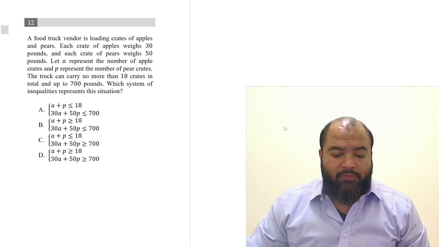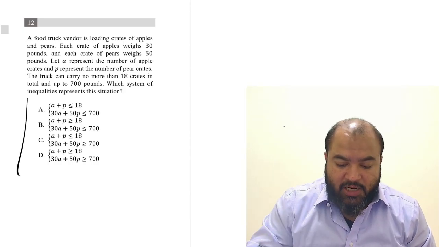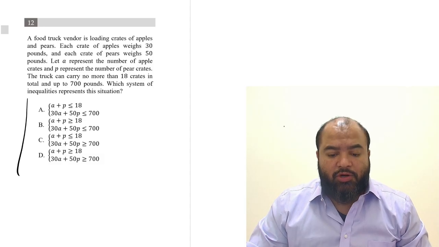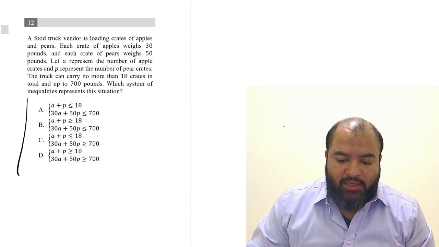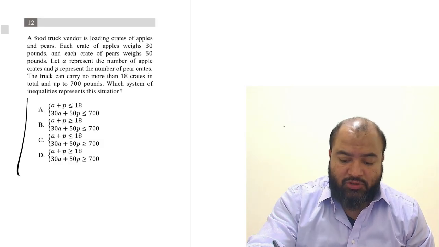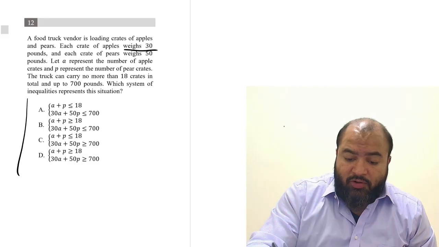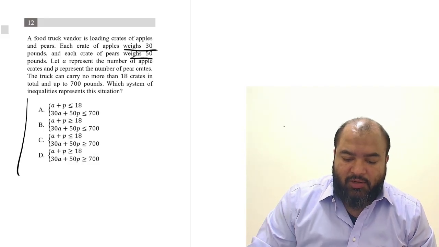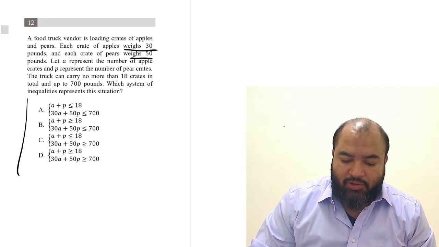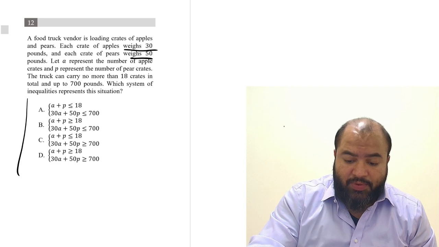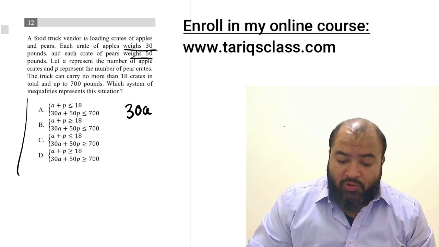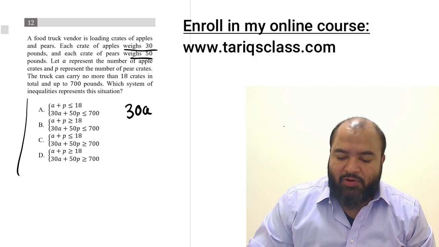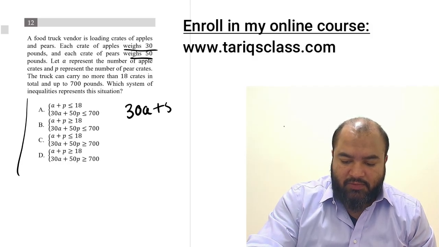Okay, number 12. As I can see from the options, these are probably converting the words into inequalities. Now a food truck vendor is loading crates of apples and pears. So each crate of apples weighs 30 pounds. And each crate of pears weighs 50 pounds. Now let A represent the number of apple crates. So there will be 30 times A. That's the weight of the apples. And P represents the number of pears. So plus 50 times P.